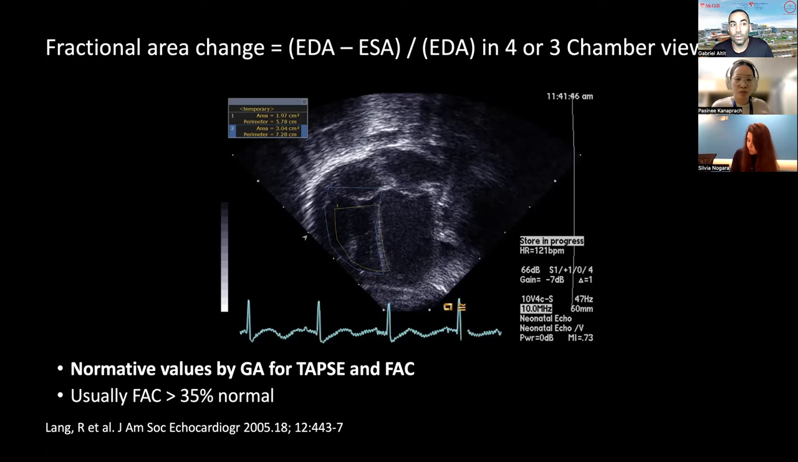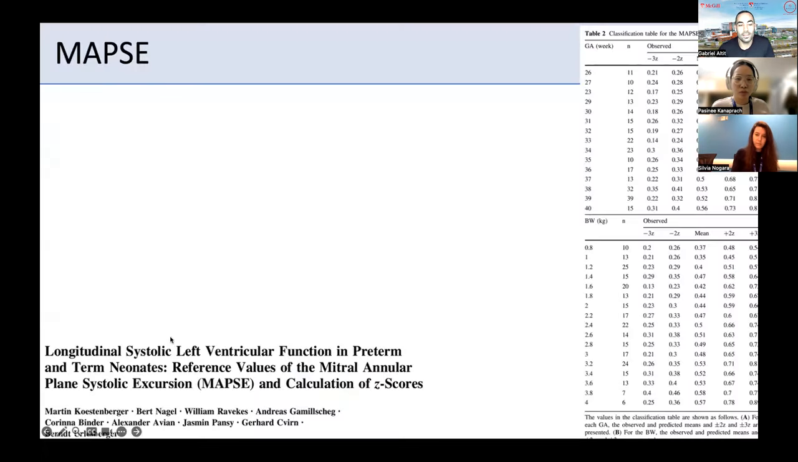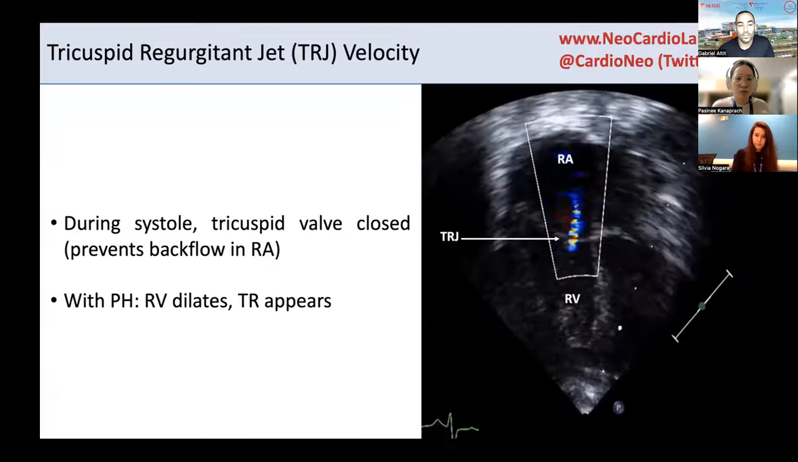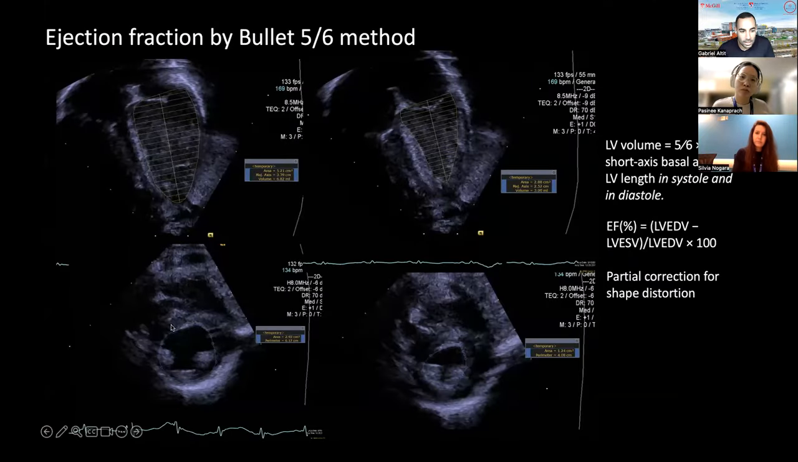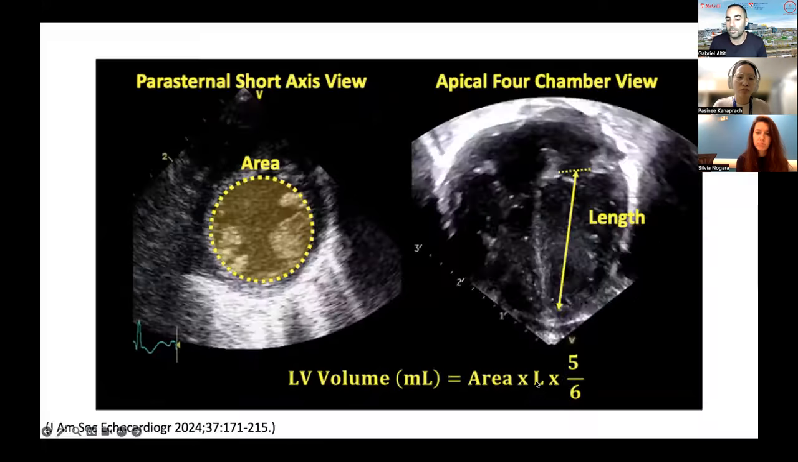Now, one thing I want to mention, a fractional area change is basically a change in the area. So you could do a fractional area change of the left ventricle. And there are some centers and some publications where they actually do it in the parasternal short axis view. So they take the LV and they measure this area and they do exactly the same equation, but in systole. So 2.92 minus 1.94 divided by 2.92. And we call this the fractional area change of the LV in parasternal short axis. So you might see that in some publications as a quick marker of LV function. It's something that people are starting to use, especially in point of care ultrasound.